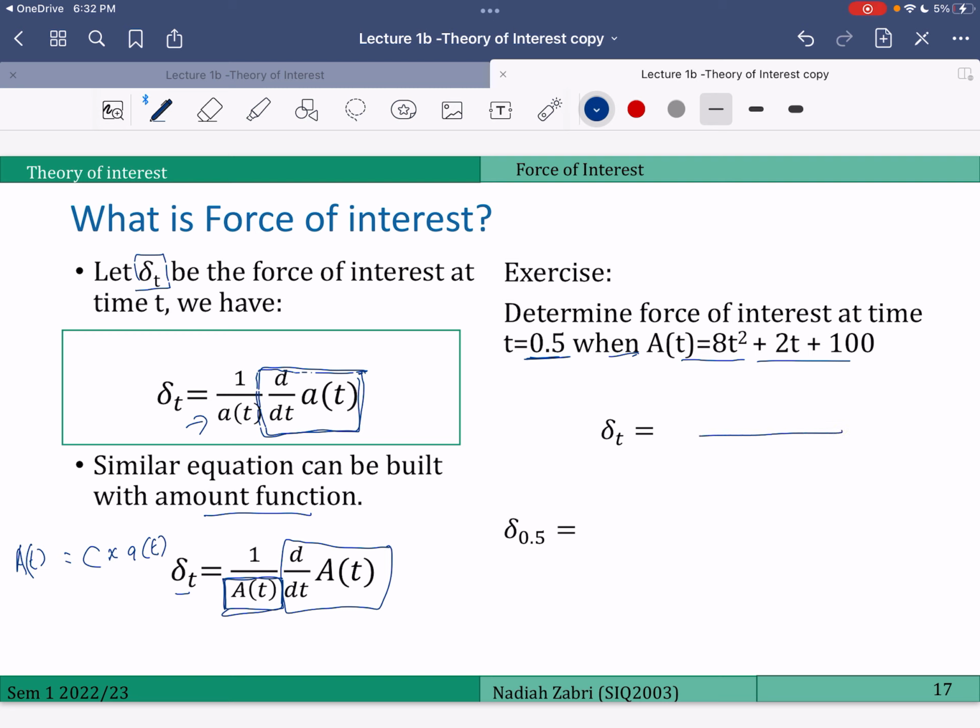First, the speed of change of the amount function. So we just differentiate this with respect to t. When you differentiate with respect to t, you get 16t plus 2, divided by the amount function itself, so it's 8t squared plus 2t plus 100. You are going to evaluate it at time t equals 0.5. So you will get 10 over 103, which is 0.097.